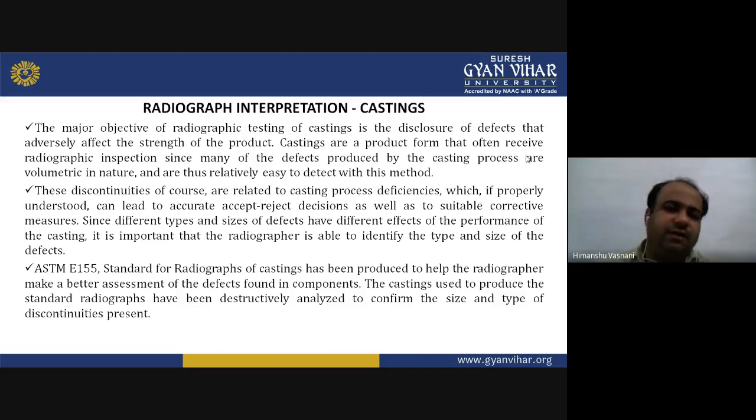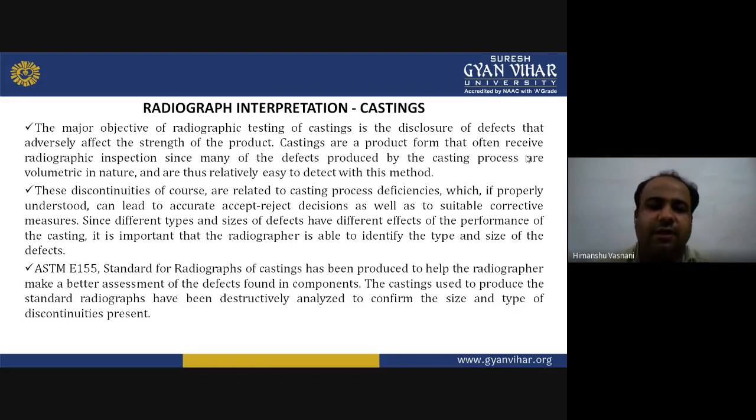There are some standards for radiographs of castings, like ASTM E1155. These are produced to help the radiographer make a better assessment of the defects found in components. These are based upon past experimentation and past results.